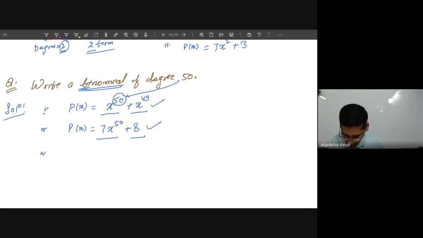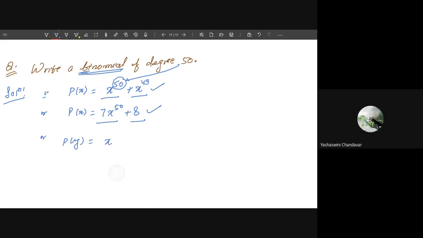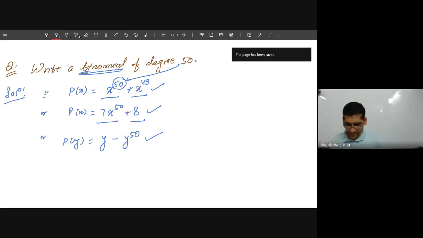Yes, student, tell me one more example. p of y, in terms of y. Yes, student, I may write x to the power... Yes, good. So rather than x, the variable we have chosen is y. So y plus y to the power 50. Or even if you take minus y to the power 50, that doesn't matter. So the answer could be anything. So this was all about the nomenclature, how to name a polynomial.